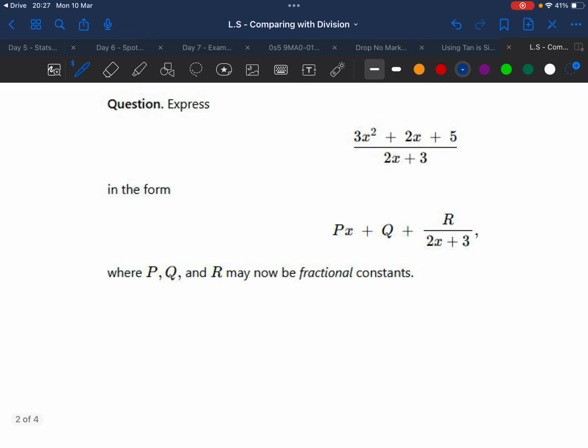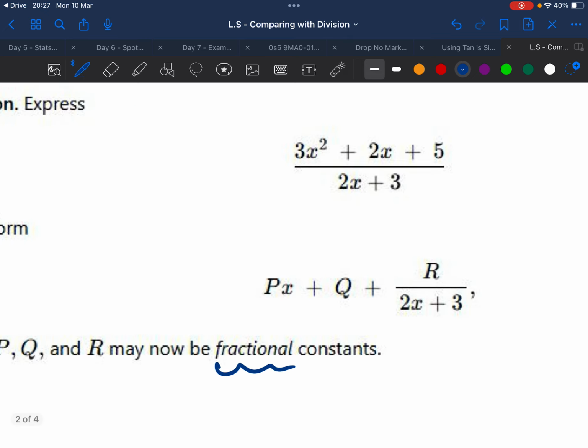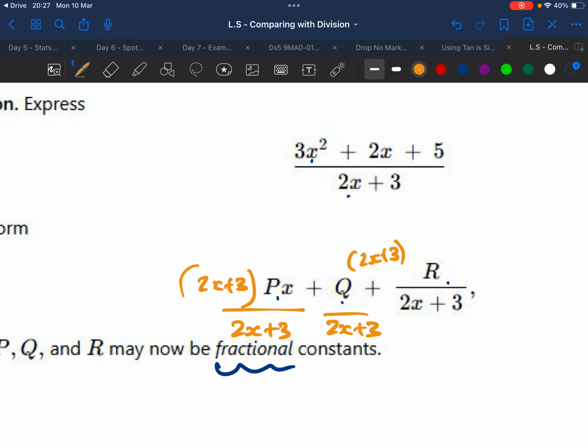We've got one more here. This one has fractions in it instead, but the skill still works. So let's speed it up a little bit this time. So the format is going to be px plus a number plus a remainder. And we could just jump straight in and say that if this has a 2x plus 3, there would be a 2x plus 3 here. There'll be a 2x plus 3 here. Okay. For this to be equivalent to this.